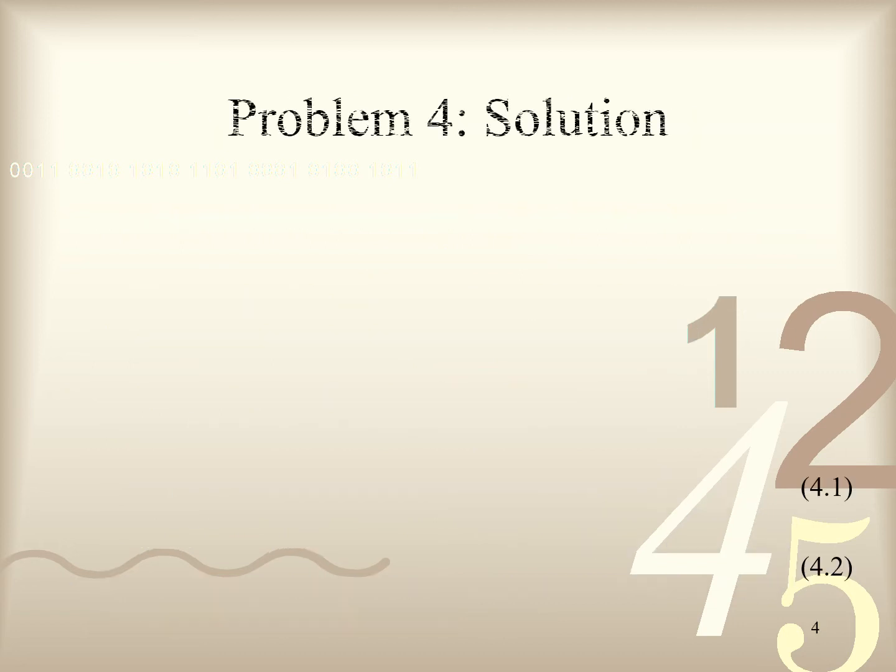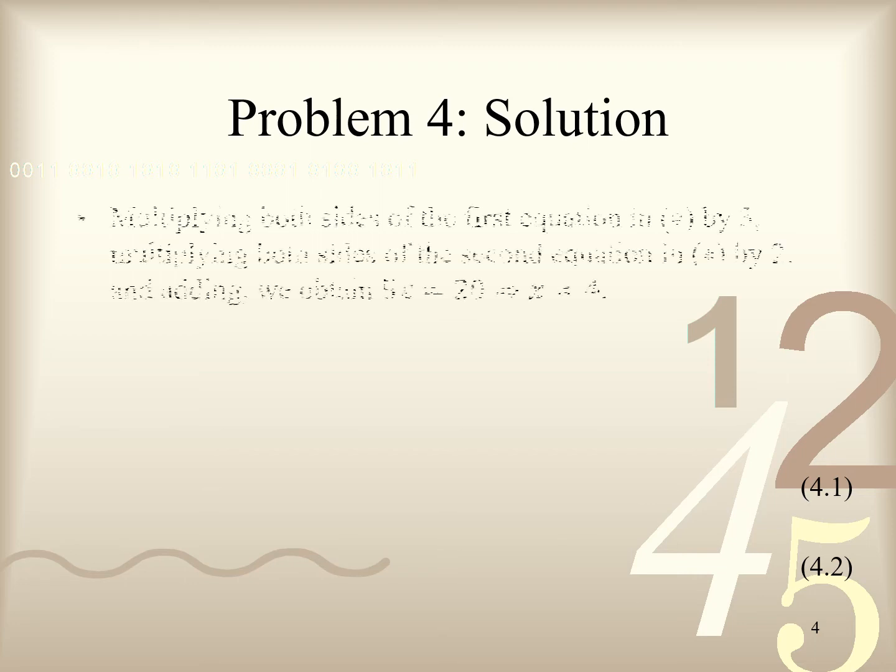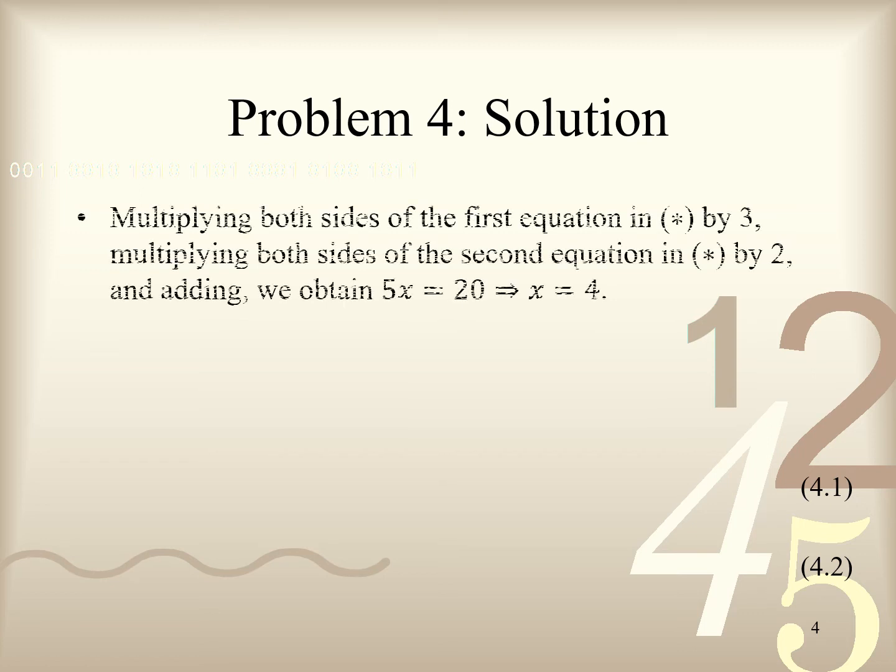Now let's solve problem 4. We begin by solving the system star. Multiplying both sides of the first equation in star by 3, multiplying both sides of the second equation in star by 2, and adding, we obtain 5x equal to 20. This implies that x equals 4.